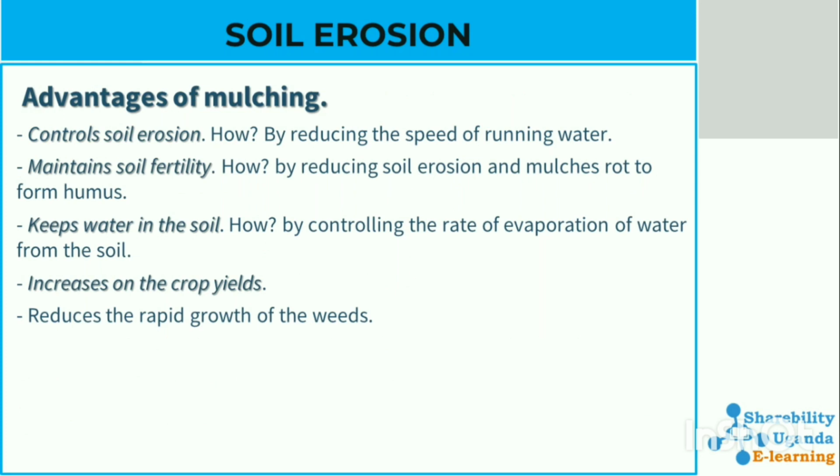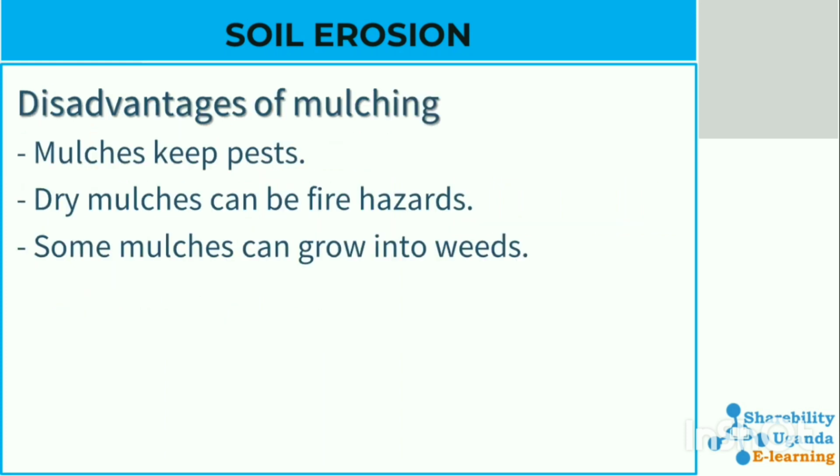Advantages of mulching include controlling soil erosion by reducing the speed of running water, maintaining soil fertility by reducing soil erosion, and mulches also rot to form humus. Mulching helps to keep water in the soil by controlling the rate of evaporation of water from the soil. It also increases crop yields, and reduces the rapid growth of weeds.